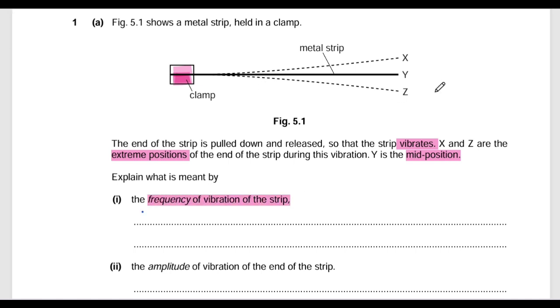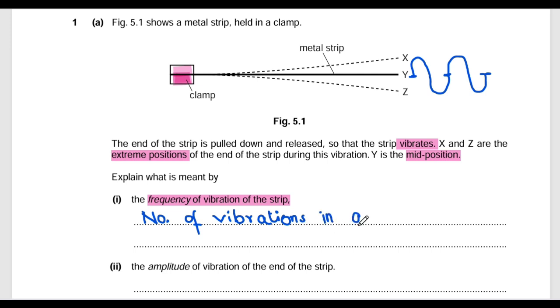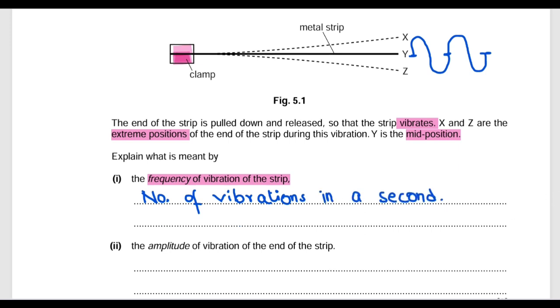For frequency, let me tell you how a complete wave looks like. So it goes to upper extreme position, then lower extreme position, then again comes to its mean position, and it repeats the procedure: upper extreme position, a lower extreme position, and again comes back to its mean position. So this whole cycle is one wave, and frequency is the number of vibrations or number of waves in a second.